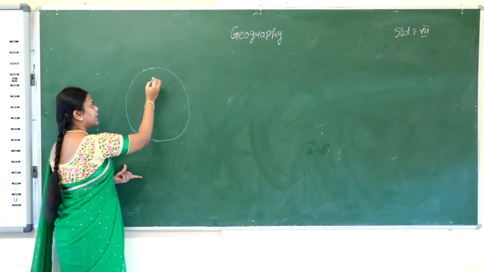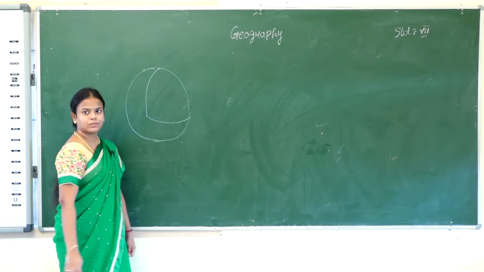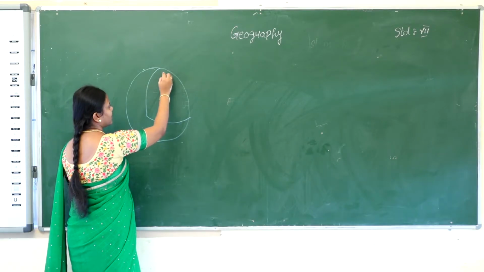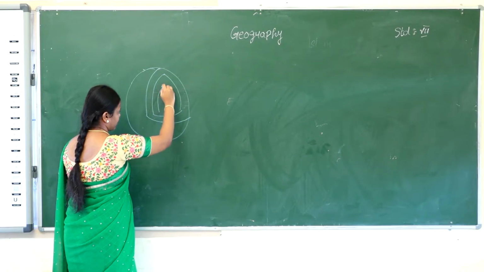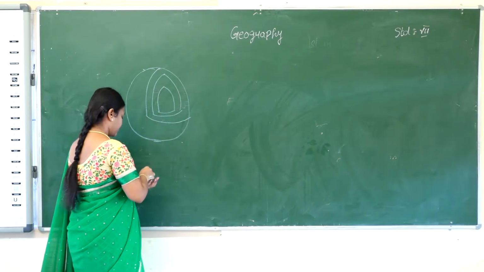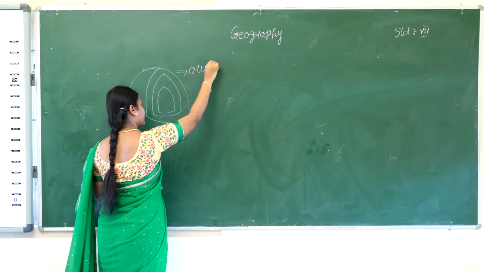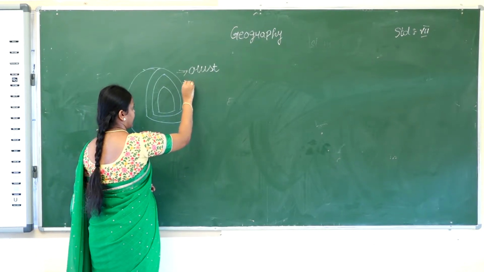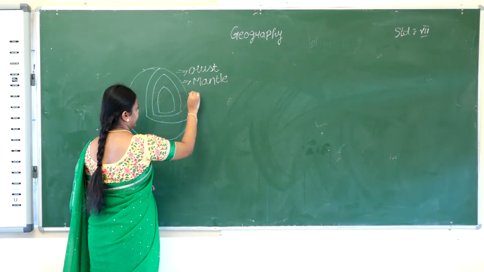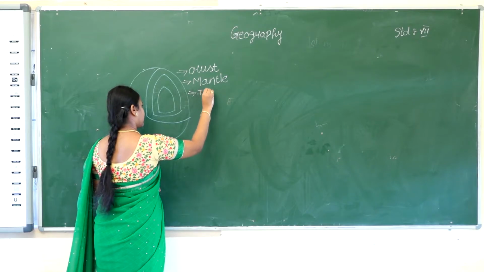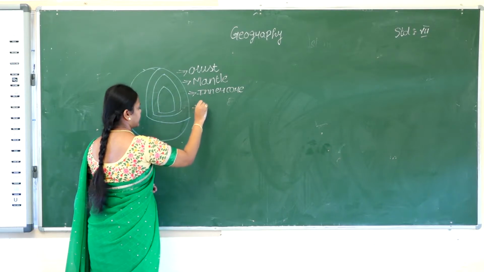Consider this as the Earth, and it has 4 layers. Say the first layer is the crust, the second layer is the mantle, the third layer is the inner core, and the fourth layer is the outer core.